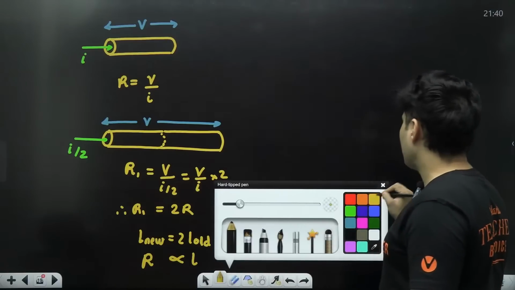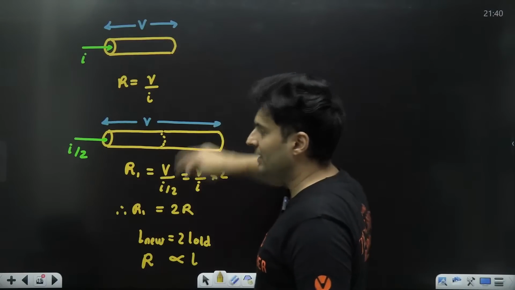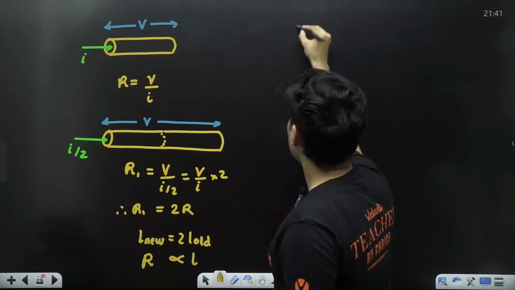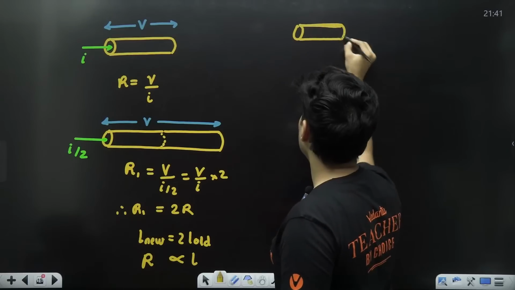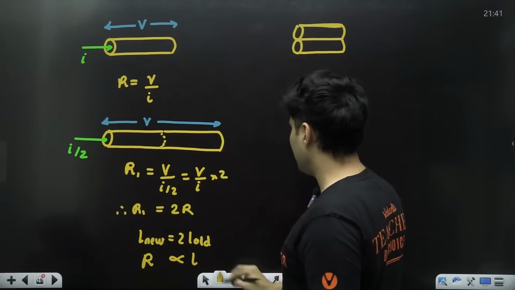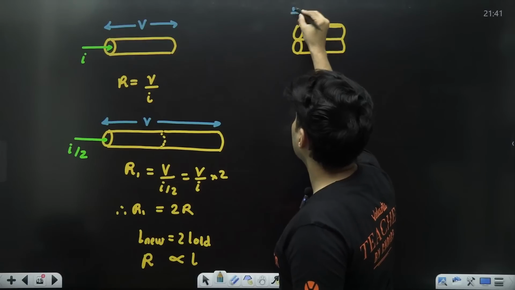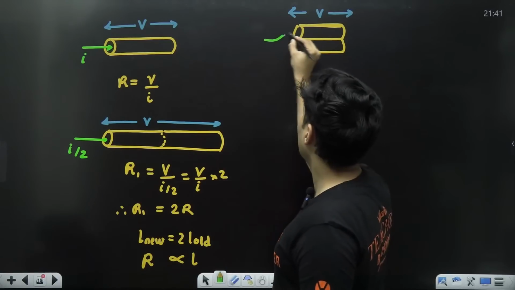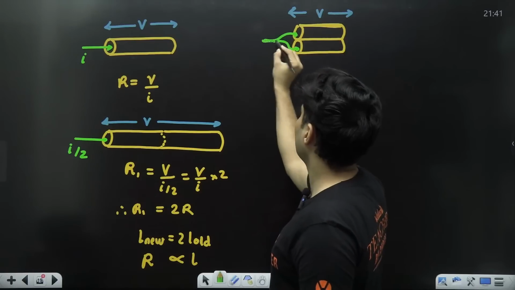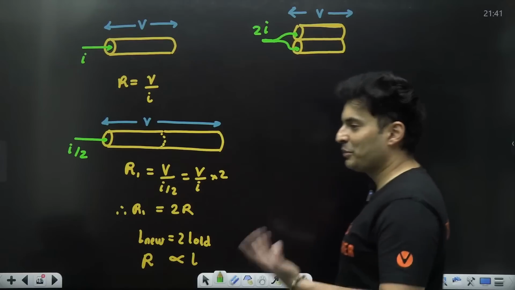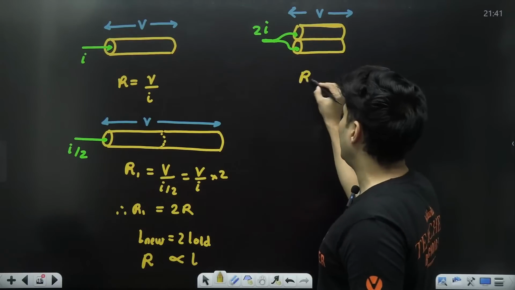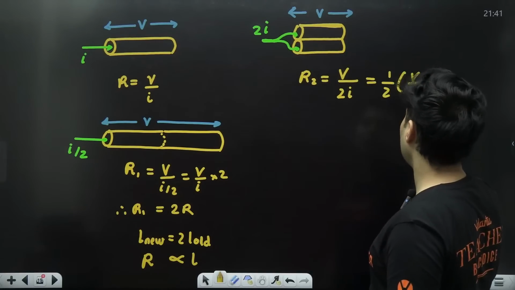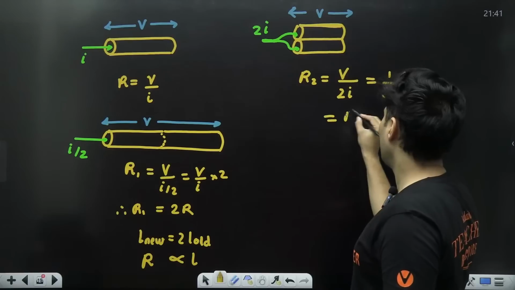Now they did the same experiment, but this time they put another identical conductor beside it, instead of one after the other, and they applied the same voltage. What they found was that now the current had 2 paths to go. In fact, the current became 2I, double. So if you find the new resistance, voltage is V, current is 2I, so it will be half into V by I. V by I is R, so it will be R by 2.